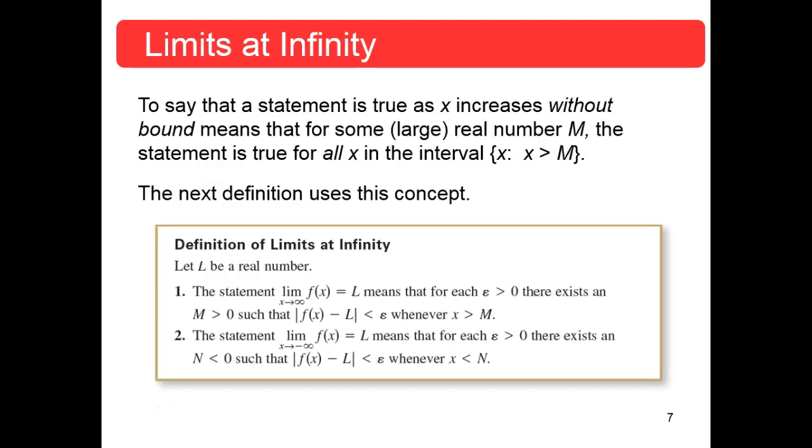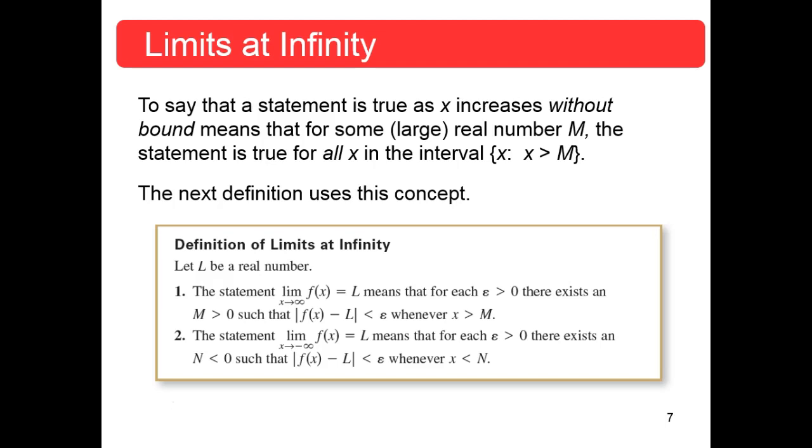Okay. Now, to say that a statement is true as x increases without bound means that for some very large real number M, the statement is true for all x's on the interval x greater than M. Okay? And this definition uses that concept. So if you want the formal definition, here it is. To me, it's sort of just a lot of blah, blah, blah. Let L be any real number. Okay? Whatever your limit's going to be.